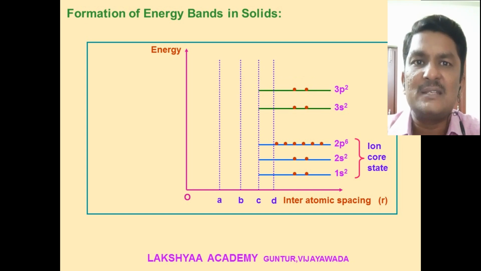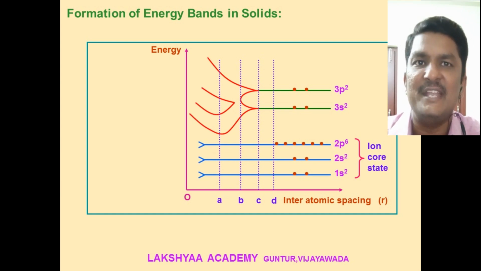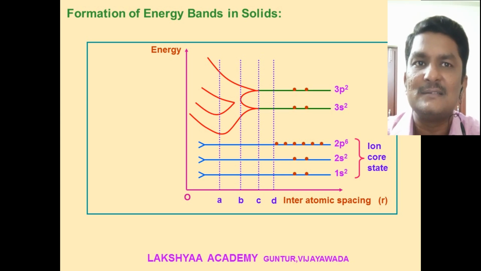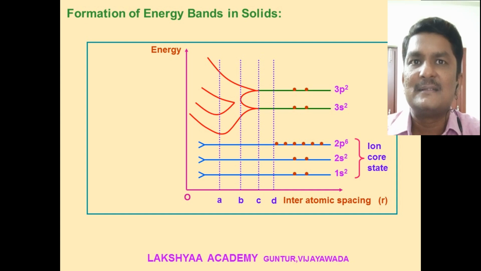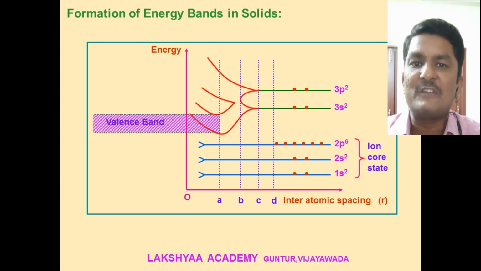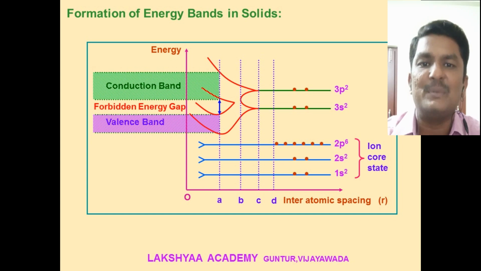Students observe that I have taken 4 points on the interatomic spacing axis: A, B, C, D. Observe carefully the red part of the graph. I explain the formation of energy bands by considering 6 different cases, and after that I explain the concept of valence band, conduction band and forbidden energy gap.